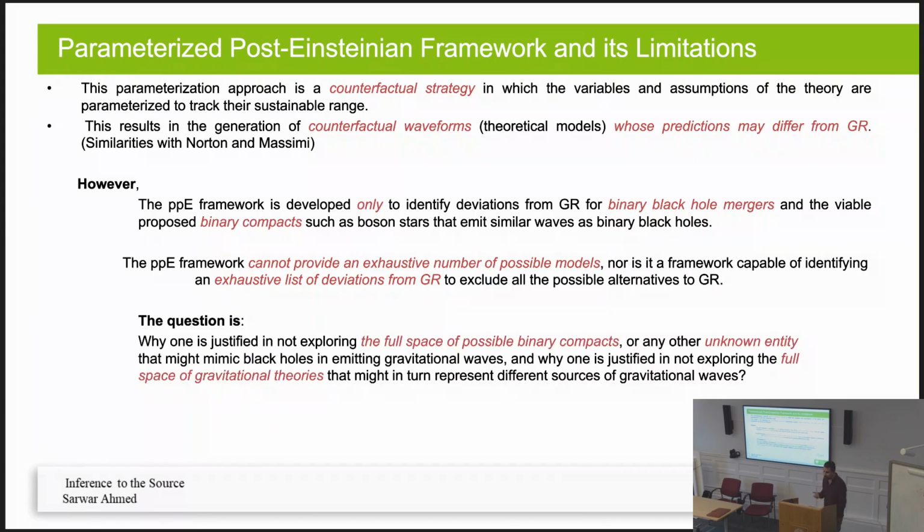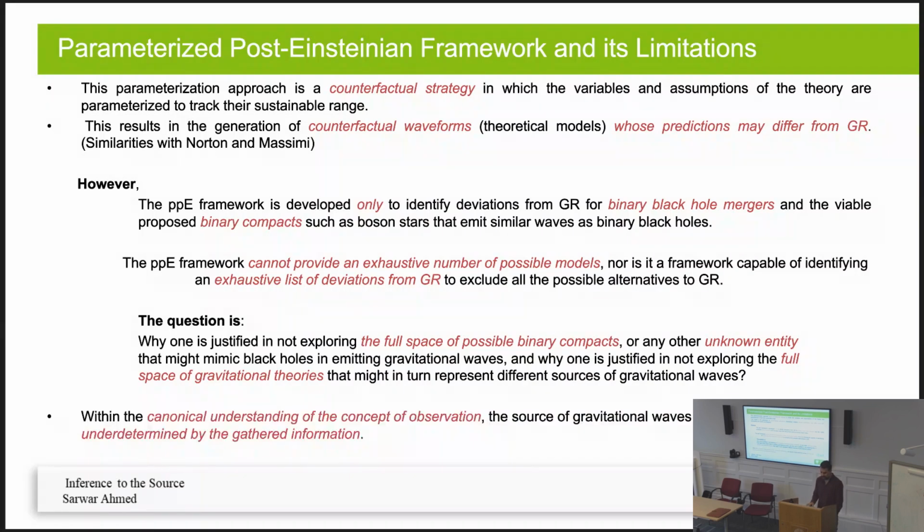And now the question is, why is one justified in not exploring the full space of possible binary compacts or any other unknown entity that might mimic black holes in emitting gravitational waves, and why is one justified in not exploring the full space of gravitational theories that might in turn represent different sources of gravitational waves? So within the canonical understanding of the concept of observation so far, the source of the gravitational waves is inherently indeterminate by the gathered information.